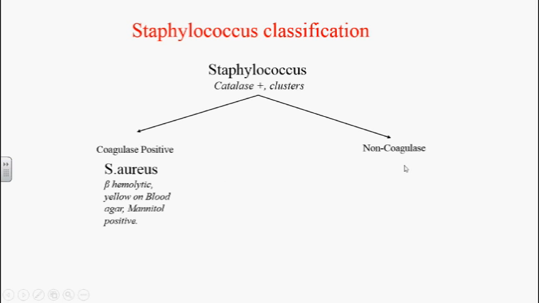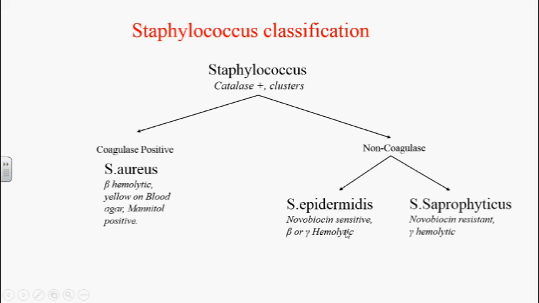Among the non-coagulase organisms in Staphylococcus, one is Staphylococcus epidermidis, which is novobiocin sensitive. On novobiocin containing culture media, these organisms won't grow. Majority of Staphylococcus epidermidis organisms are beta hemolytic, but a few are gamma hemolytic. Another non-coagulase Staphylococcus organism is Staphylococcus saprophyticus. It is novobiocin resistant. On novobiocin containing media, these organisms grow, and they are always gamma hemolytic. There is no hemolysis on blood agar culture medium.